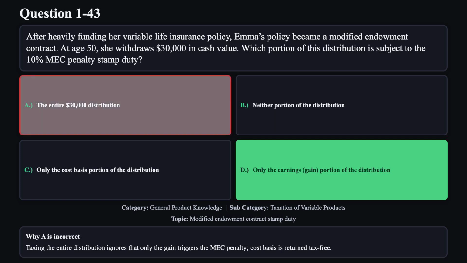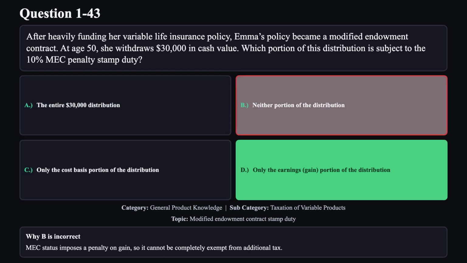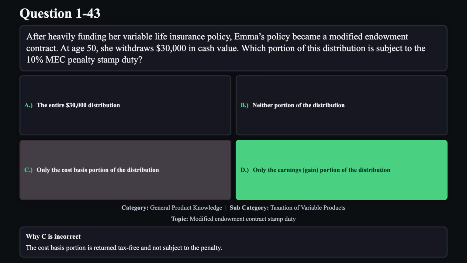Reason A is not correct. Taxing the entire distribution ignores that only the gain triggers the MEC penalty. Cost basis is returned tax-free. Reason B is not correct. MEC status imposes a penalty on gain, so it cannot be completely exempt from additional tax. Reason C is not correct. The cost basis portion is returned tax-free and not subject to the penalty.